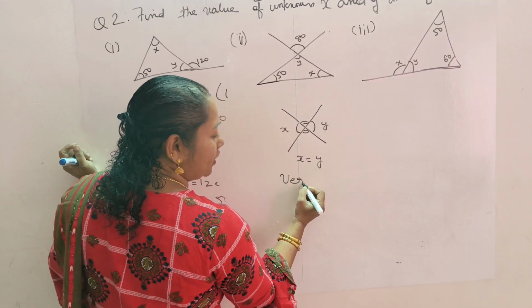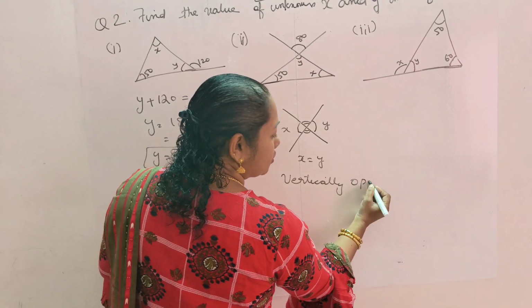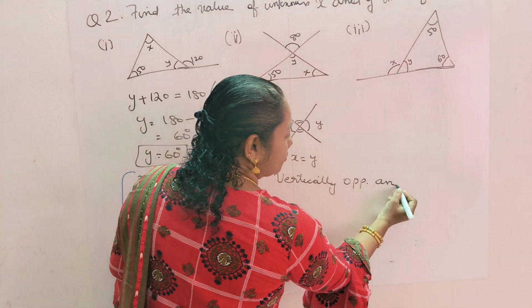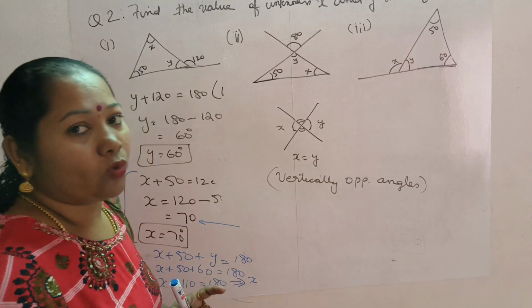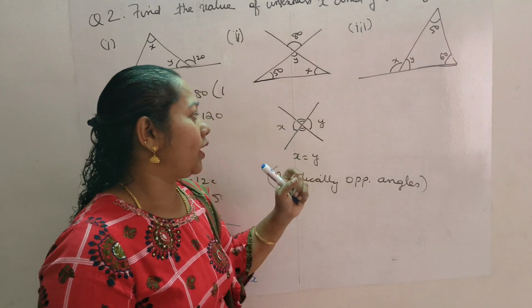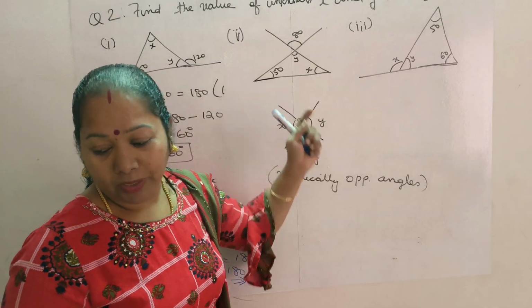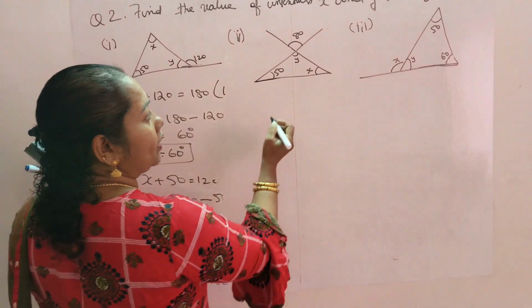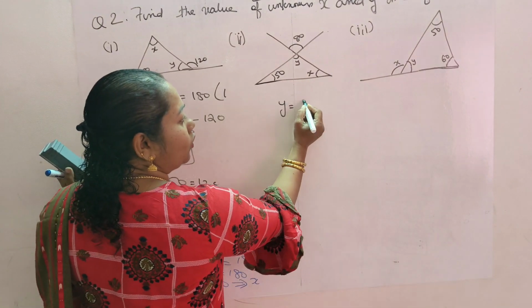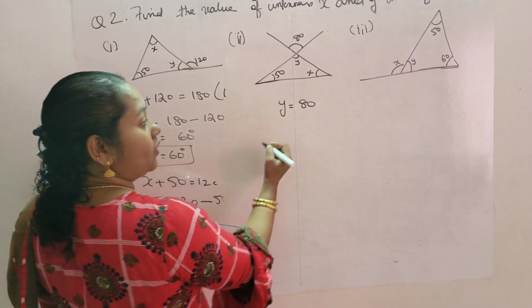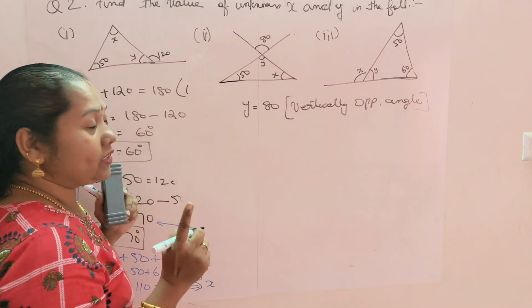Reason is vertically opposite angles. Vertically opposite angles are always equal. So x is equal to y, or this angle is equal to this one. This property will be applied here. So in this one, first of all, y is equal to 80 degrees. Reason is vertically opposite angles. Okay, y is equal to 80 degrees.